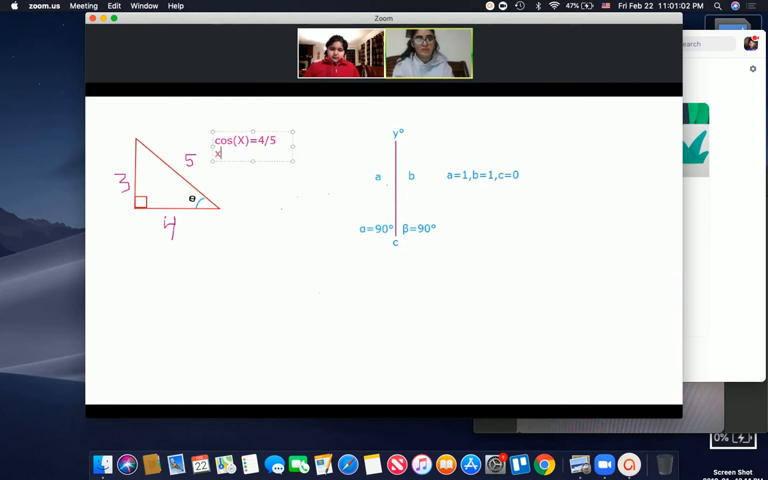So x would equal cos to the power of, so it would be shift, minus 1, 4 over 5. Then you would use this in a calculator. And if you put that in a calculator, you would get.